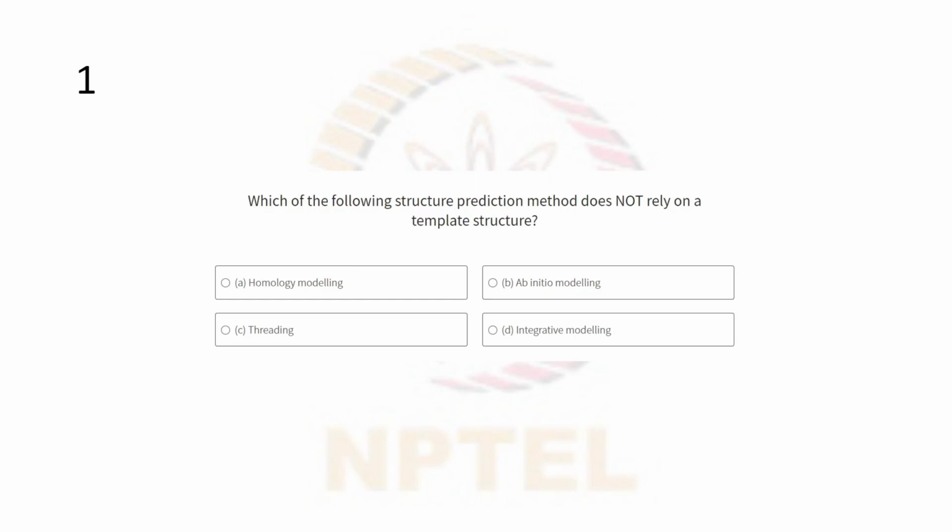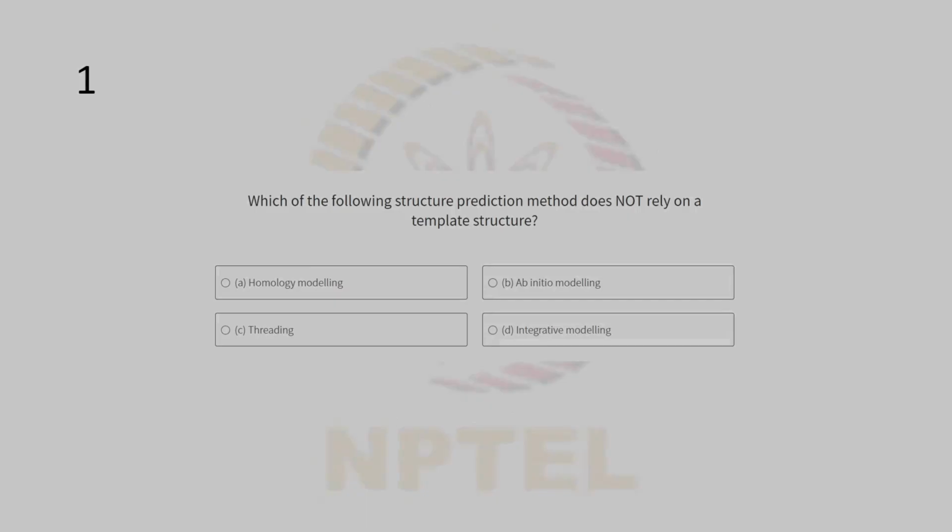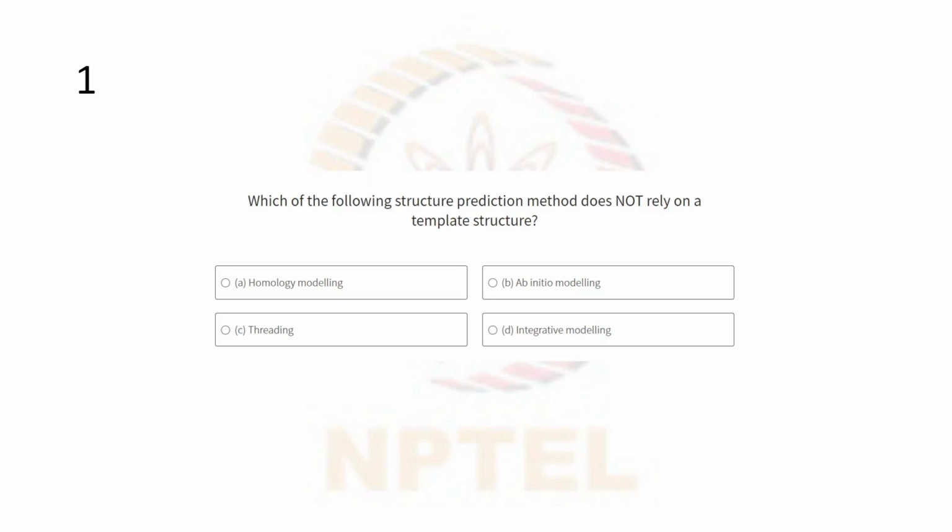Yeah, so here the option D, integrative modeling, defines the combination of homology or ab initio or threading or ab initio, like that. Integrative means integration of one or more methods. So which does not rely on a template structure? Even recognizing fold recognition is part of template only. So here the answer is B, that is ab initio methods.